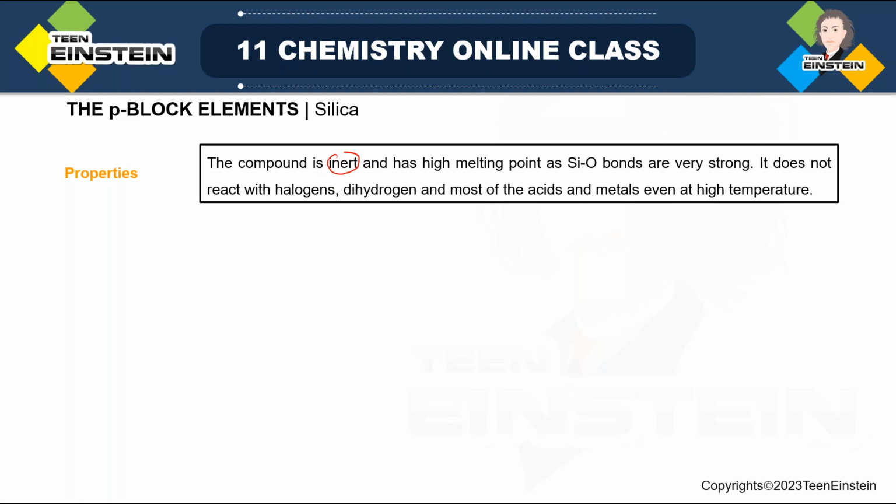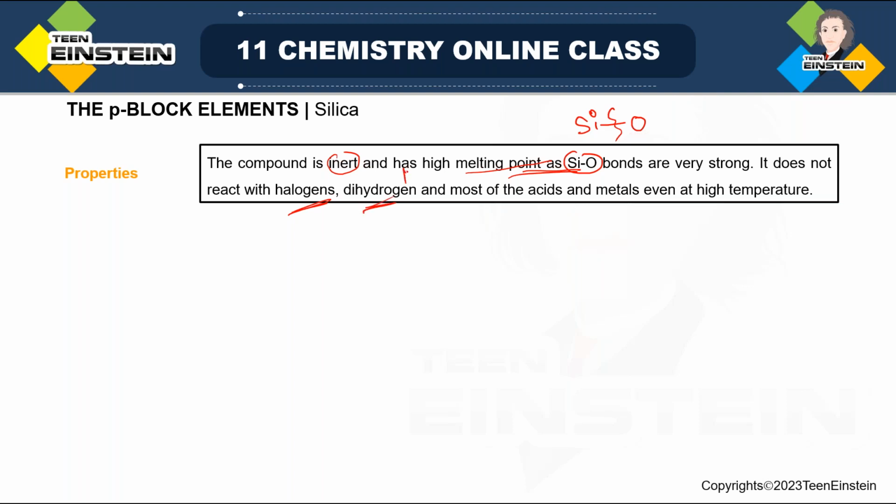Now for silica, because of its inert nature and also the high melting point. Why is the melting point high? Because the SiO bond is very strong. To break this bond, a very high amount of energy is required, so that is the reason it has a very high melting point. And because of this high bond energy of the SiO bond, there is no reaction with halogens, though there is an exception: only fluorine reacts, and fluorine is the most reactive halogen, so that is why it reacts only with fluorine. But with other halogens like chlorine, bromine, iodine, there is no reaction.